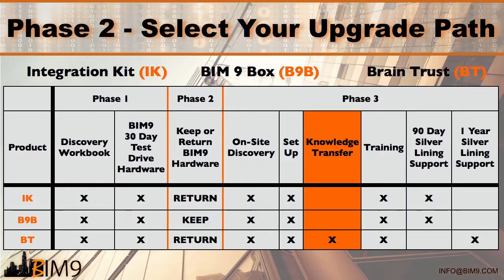After 30 days, we move on to phases 2 and 3. This is where you choose how you want to proceed. With the integration kit option, you'll return the BIM9 hardware, and then we'll move into phase 3 by completing an on-site discovery, install a Private BIM Cloud on your equipment, and we'll provide any additional end-user training. You'll also receive 90 days of silver lining support with the integration kit option.